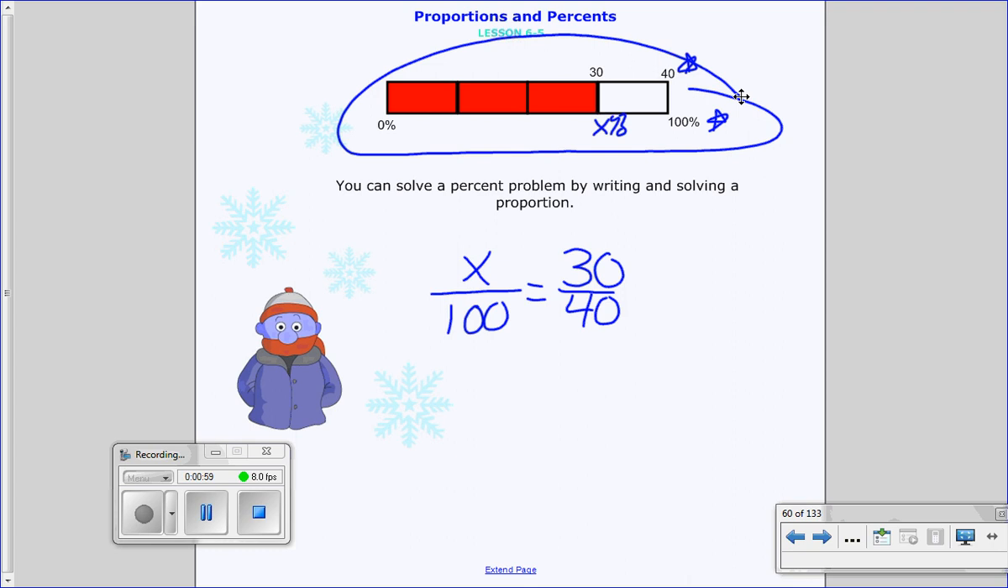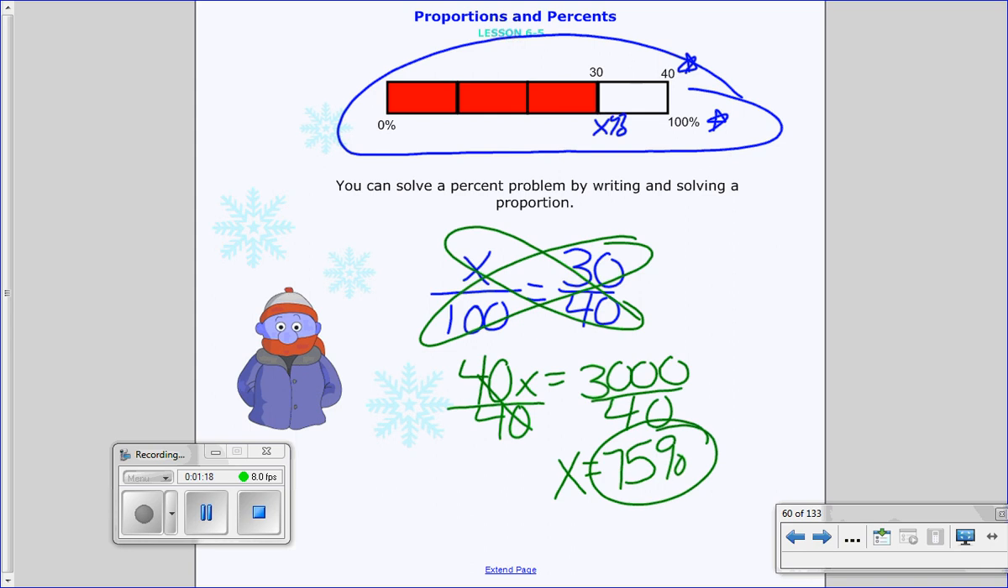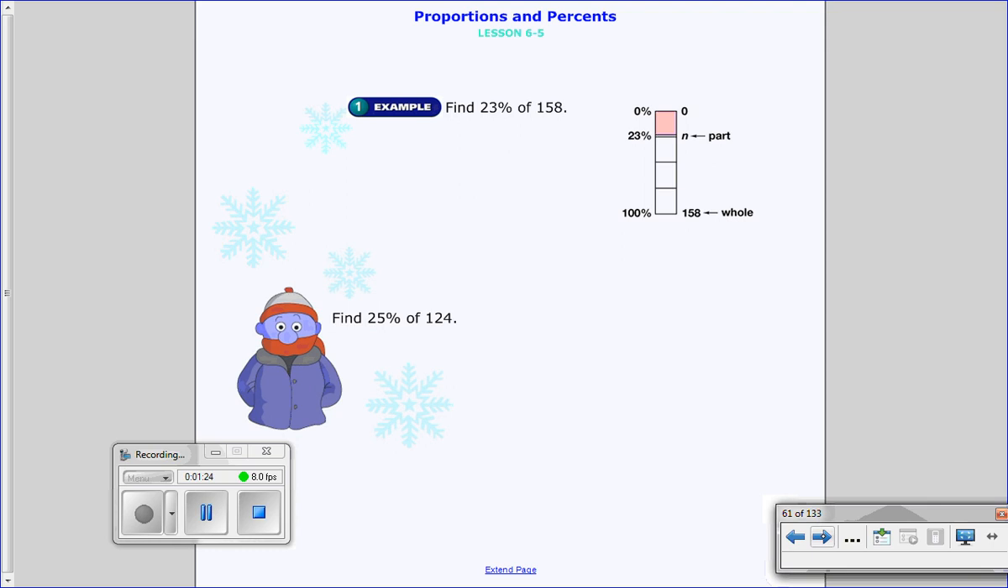So you'd go ahead and put that together and do cross products. 40 times x is 40x. 30 times 100 is 3,000. Well, to get x by itself, you divide by 40, and you end up with 75. But this is a percent, so our answer is 75%. So here we just used a proportion to solve that problem.